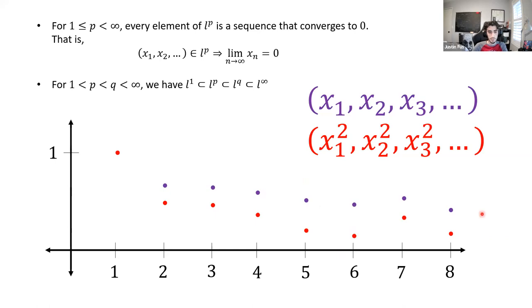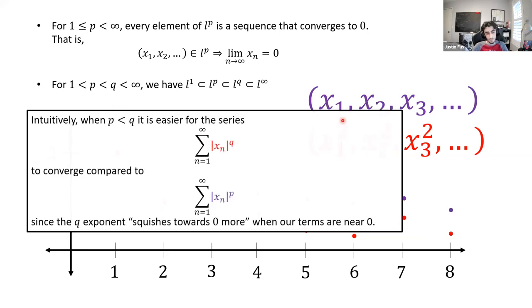You can think, for example, 0.5 squared will get you 0.25. So raising these numbers, which are close enough to 0, to a number bigger than 1 will get you an even smaller sequence eventually. So all of these will be super duper small because we're raising them to an even bigger power. So this should also be within LQ. Intuitively, it's a lot easier for this red series to converge because all of these got super duper small compared to the purple ones.